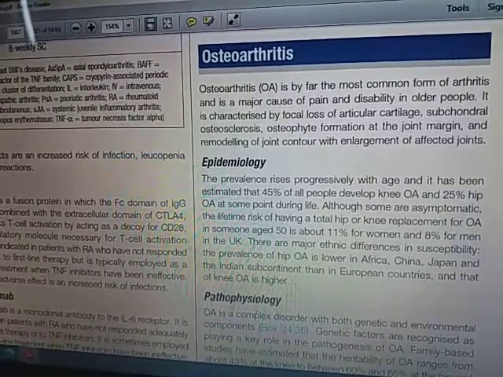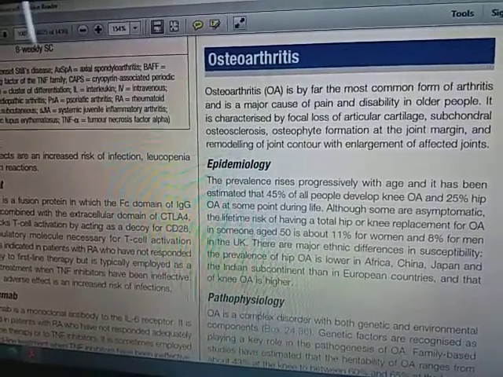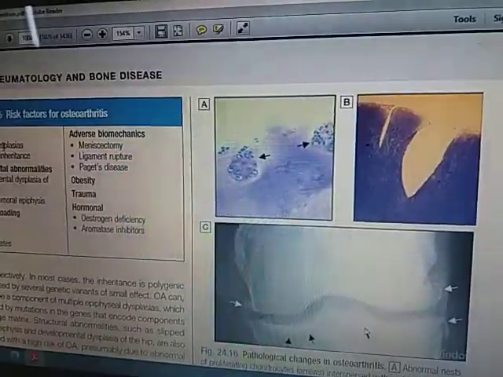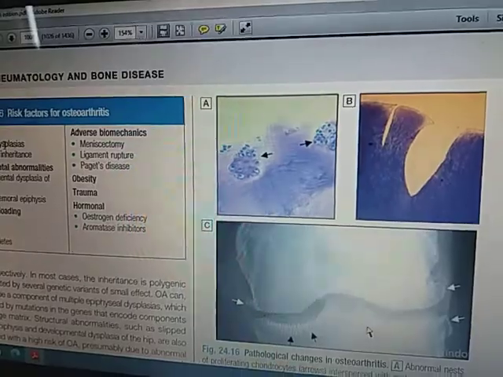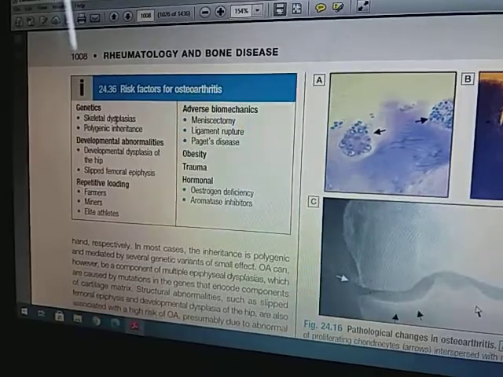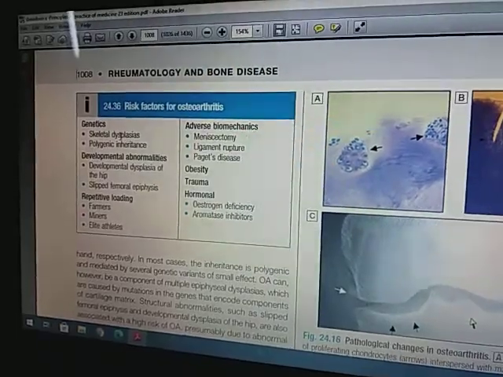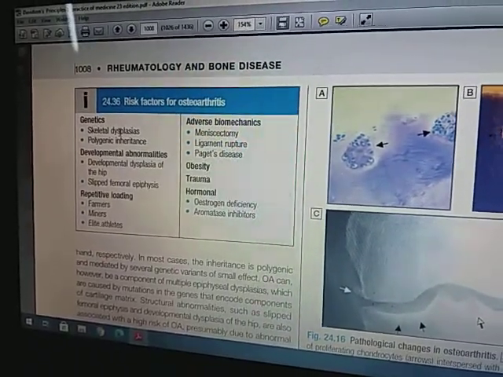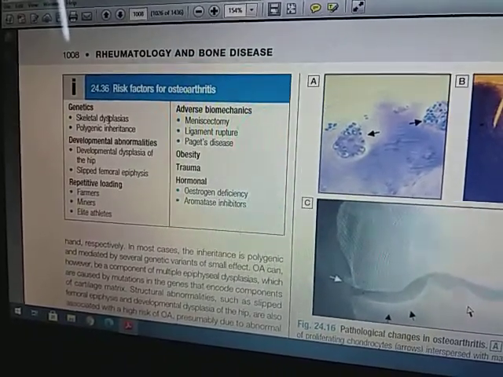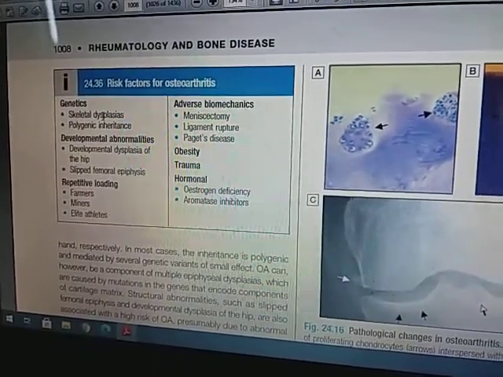Pathophysiology. OA is a complex disorder of both genetic and environmental factors. Degeneration of articular cartilage is the defining feature of OA, so the site of pathology is in the articular cartilage, while in rheumatoid arthritis, the main pathology is in the synovial membrane.